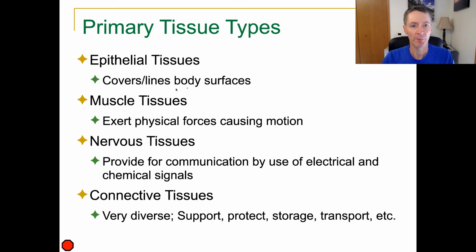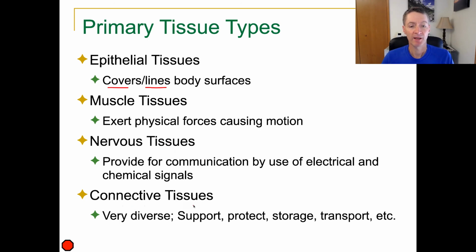So we've got epithelial tissues throughout the body. These are going to either cover or line body surfaces. It doesn't matter if it's the uterus, or the surface of our skin, or the inside surfaces of our mouth, or all the way through our digestive tract for that matter. We're going to have surfaces. We're going to find different types of muscle tissues that always are going to exert physical forces and cause something to move. Okay? We're going to find nervous tissue throughout the body.